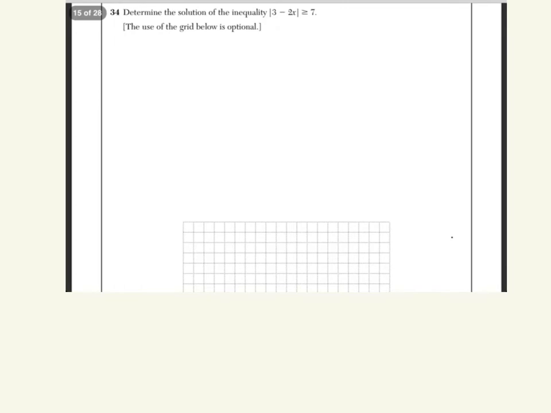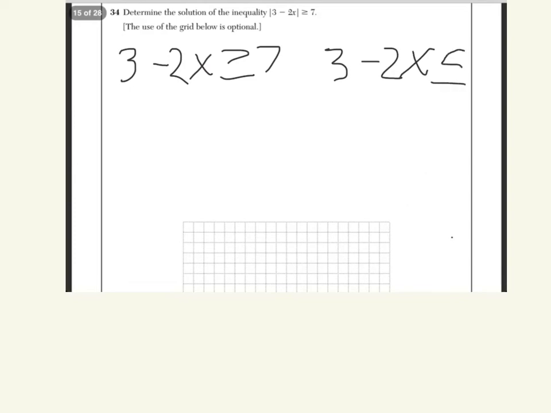Question 34 gives you an inequality and asks you to determine the solution of that inequality. So you're going to get two answers for this. The first thing you need to do when you have an absolute value in your inequality is to set up two separate sides of the equation, with the right side negated on one side and, of course, the sign flipped as well. So on one side you have 3 minus 2x, just like it is currently in the problem, is greater than or equal to 7. And on the second side, which is a little bit tricky, you have 3 minus 2x, you flip the sign, and you negate the answer, so that is less than or equal to negative 7.